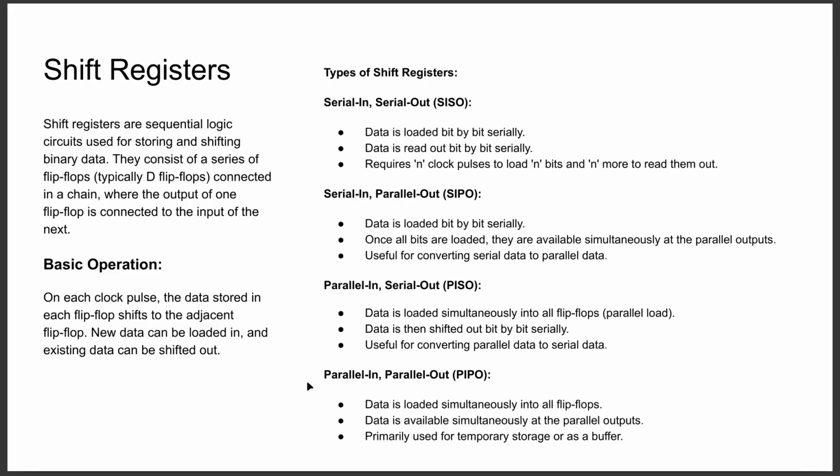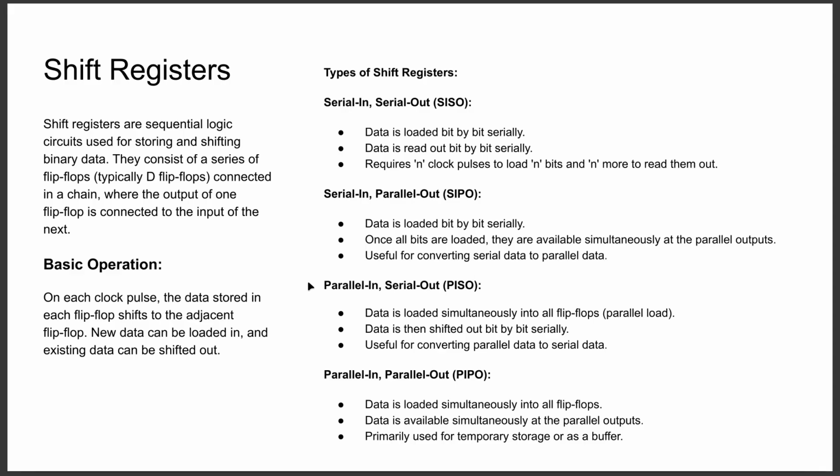So there are 4 types of shift registers. A serial in, serial out, where data is loaded bit by bit serially and data is read out bit by bit serially. In serial in, parallel out, data is loaded in bit by bit serially, and once all the bits are loaded, they are available simultaneously at the parallel out bits, useful for converting serial data to parallel data.